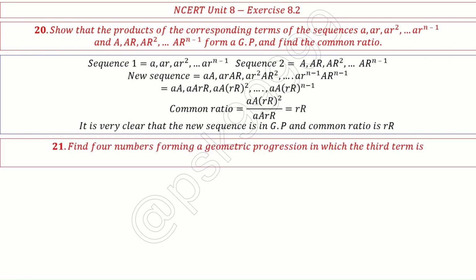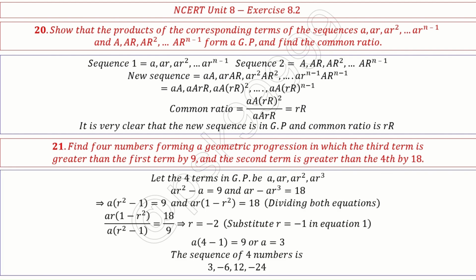Next, find the number of numbers forming a geometric progression in which the third term is greater than the first term by 9 and the second term is greater than the fourth by 18. So you just need to properly put the equations, then you will get the answer very easily. Okay, these are the first four terms. So ar squared minus a is given as 9, ar minus ar cubed is given as 18.